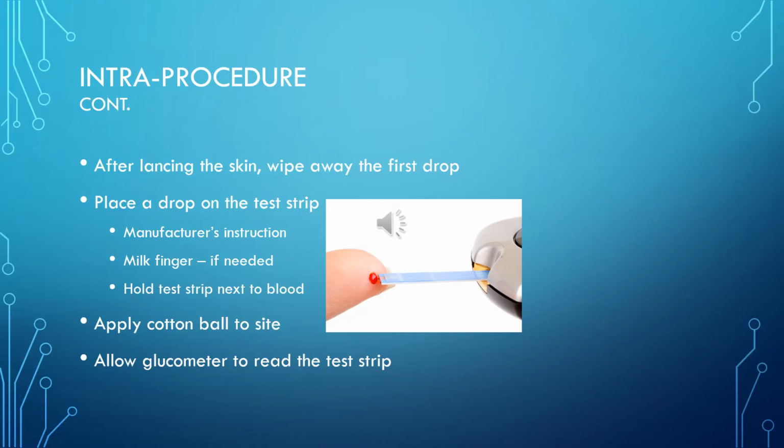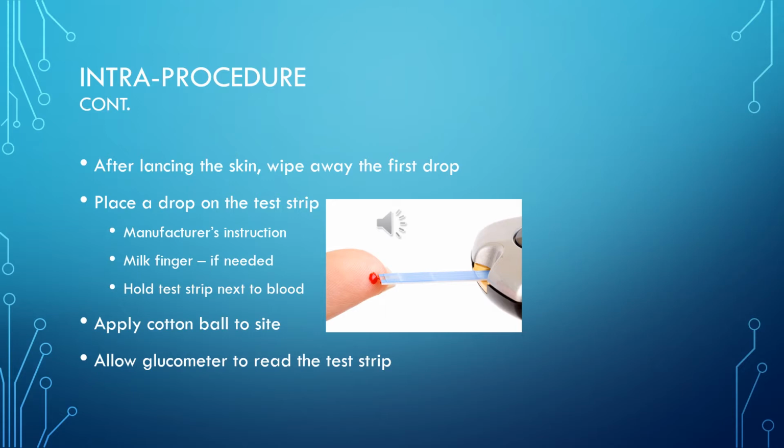After you've lanced the skin with the lancet, you want to wipe away the first drop of blood and place a drop on the test strip. Now, again, follow the manufacturer's instructions for how these test strips are to be used. And if needed, if there's not a lot of blood coming after you've pierced the skin, you can milk the finger. Do so softly, gently. You don't want to really bear down and push hard.